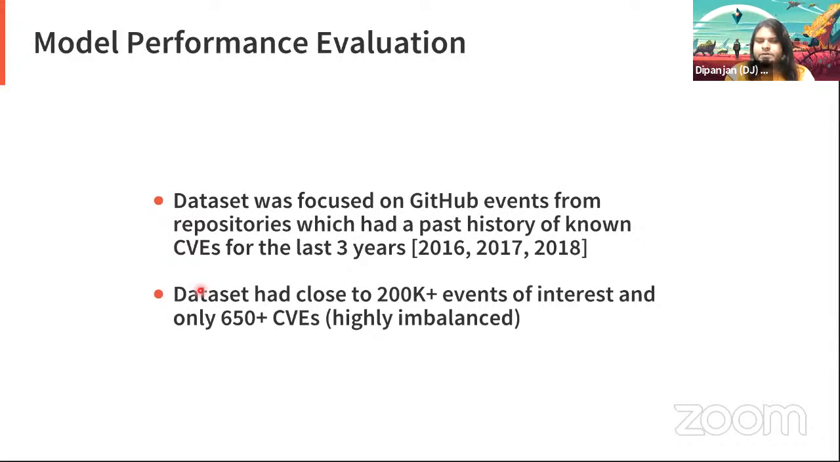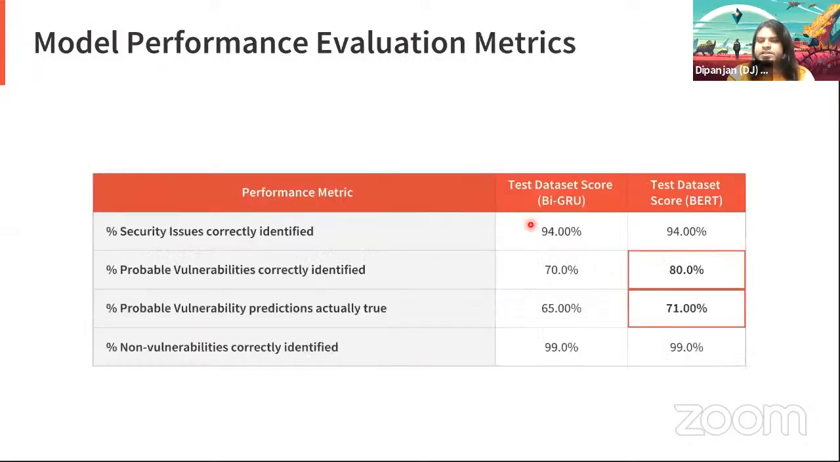And again, this is not a very simple problem because it's not like every library is having a security issue all the time. It is very rare. So if you see our data set had close to 200,000 different events of interest, and only 650 were common vulnerabilities and exposures. So it was like a highly imbalanced data set. And that is where we used different models like bidirectional LSTMs or GRUs and BERT. And as you can see, we got a pretty good performance here with 80% of coverage and 71% of true positives. And these are real world numbers. It is not like some kind of a fairy tale where you will get 100% accuracy or something.